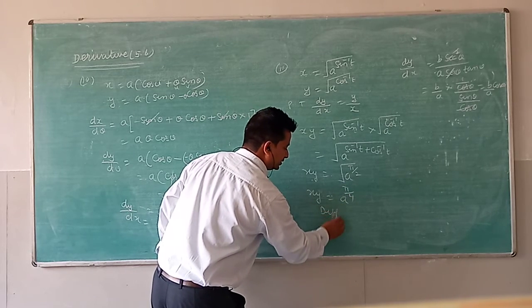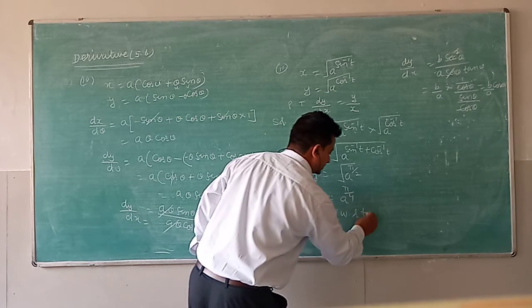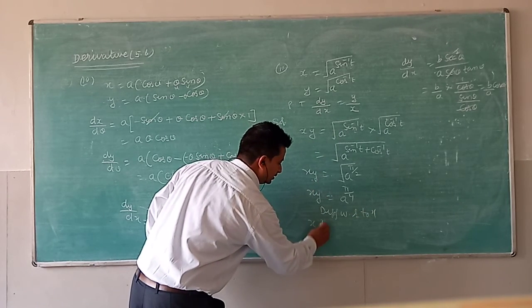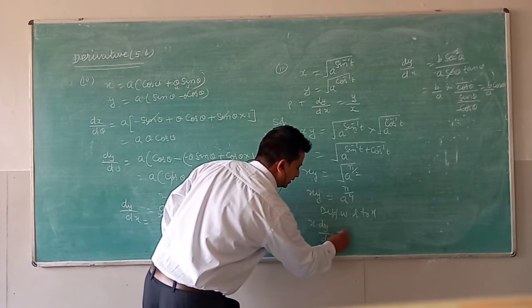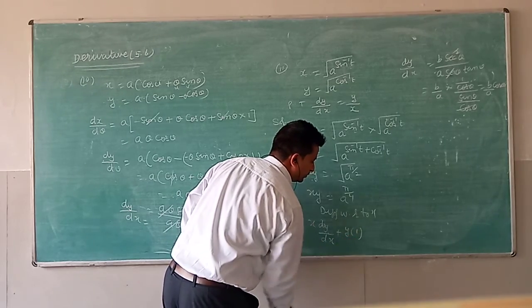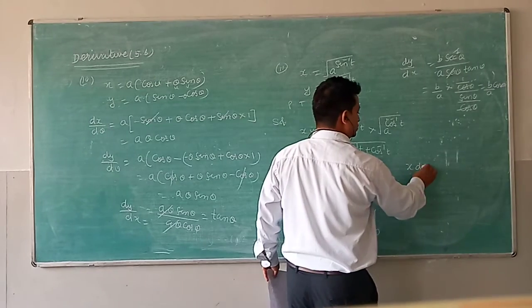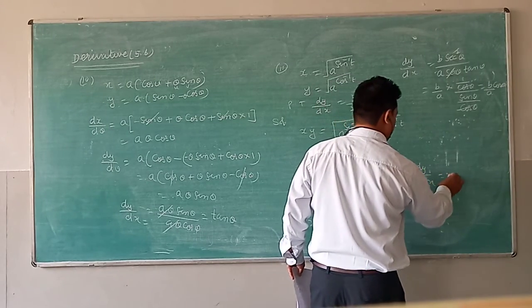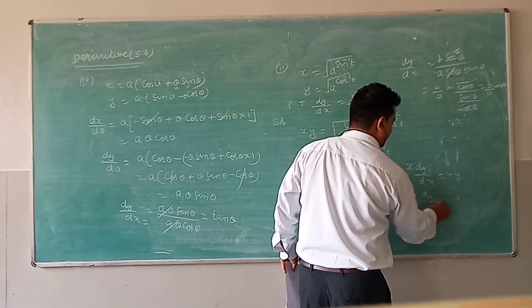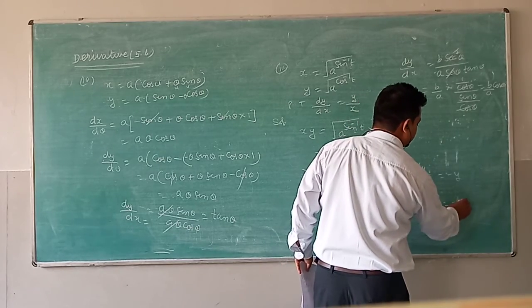When we differentiate this with respect to x, then x into the differentiation of y plus y into the differentiation of x. This is a constant. Its derivative is 0. So x dy upon dx equals minus y. dy upon dx equals minus y upon x.